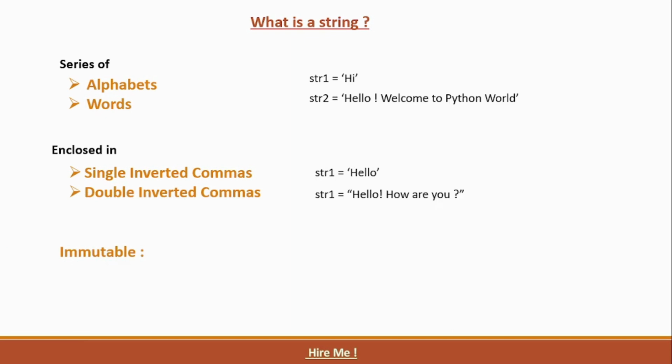String is an immutable data type, which means once created, it cannot be changed. str is a built-in Python class for string.